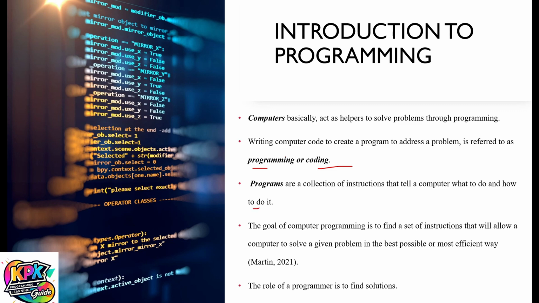So a research article by Martin 2021 says that the goal of computer programming is to find a set of instructions that will allow a computer to solve a given problem in the best possible or most efficient way. So the role of a programmer is actually to find solutions. As such, you'd use computers. Computers are going to act as helpers or partners in solving this problem, where you give the computer instructions and then it executes.